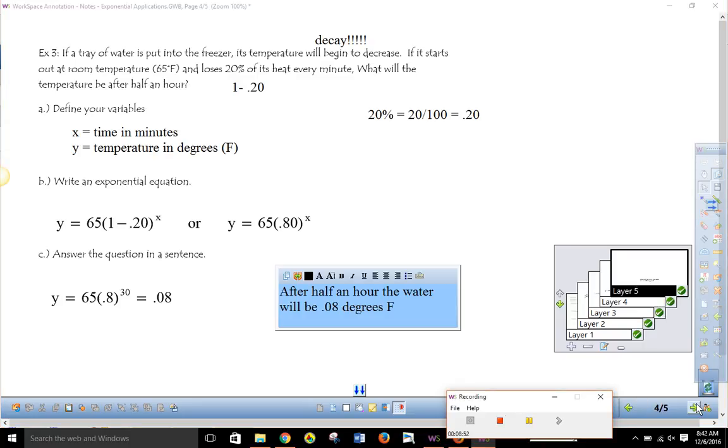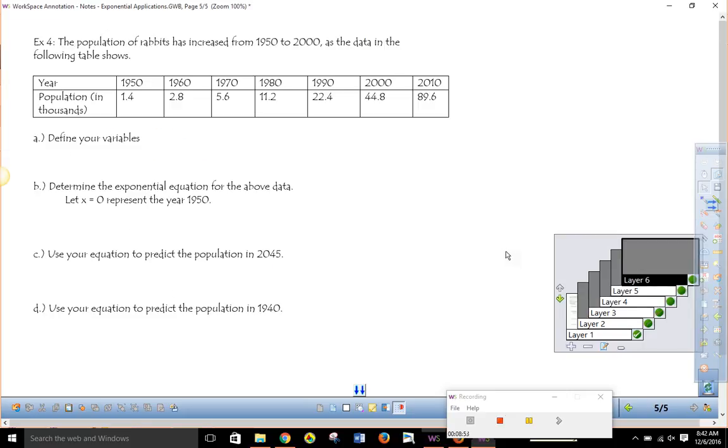All right, next problem. So, you are going to see problems that look like this. You might be given a table. So, the populations of rabbits have increased from 1950 to 2000, as the data in the following table shows. So, when you define your variables, especially for a table, this is the absolute most important one to be specific about. And when we did our activity in groups, you guys did a really nice job of going through with this. So when you define your variables here, your input and your output are already here.